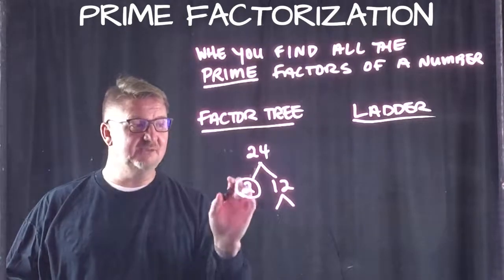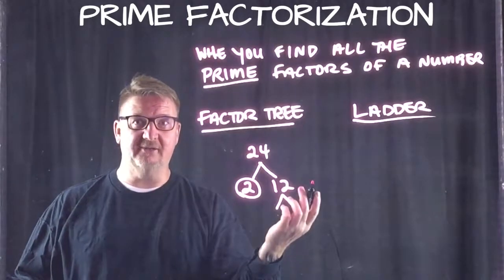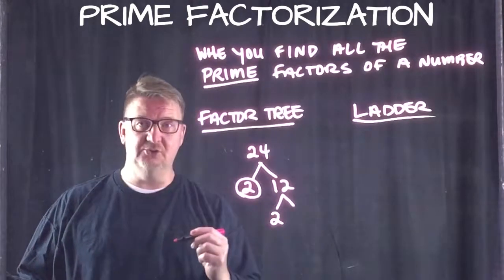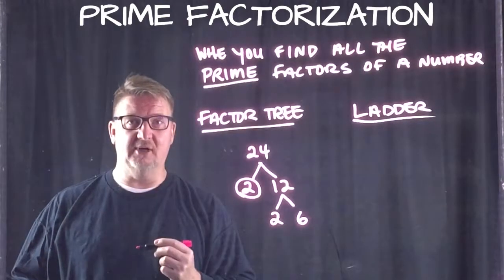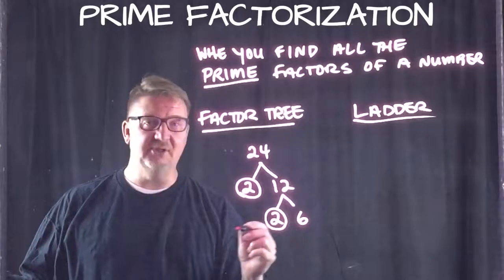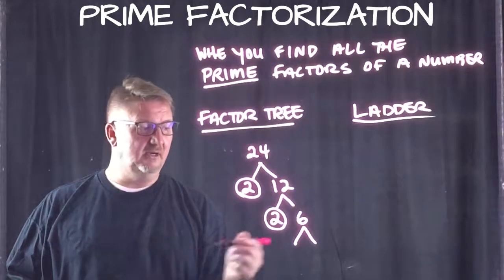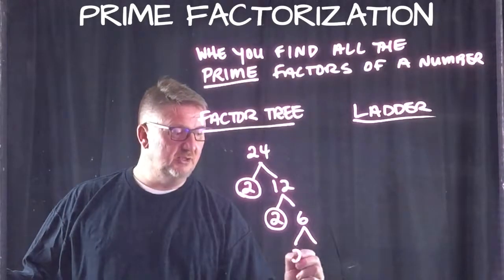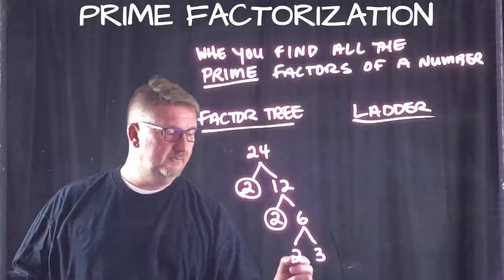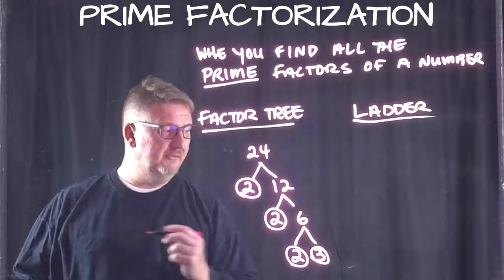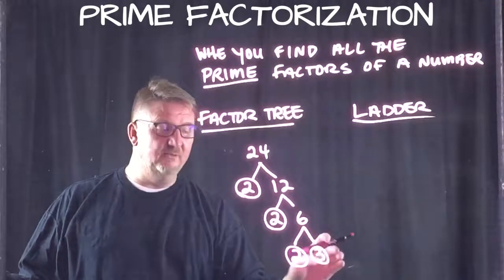All right, so now the same thing that applied to the 24 applies to the 12. I want to find the smallest prime number that I can think of, which in this case is 2, and use that. And then 2 times 6 is 12. So we circle that because that's prime, and then we have to factor the 6. All right, factors of 6, the smallest number I can think of is 2 times 3. 2 is prime, and 3 is also prime. I'm done. I don't have any more numbers I can factor.